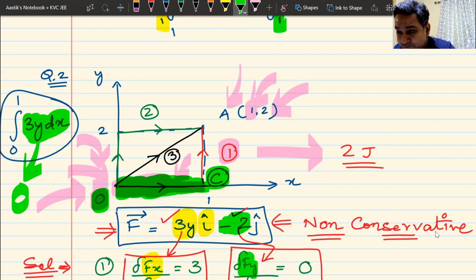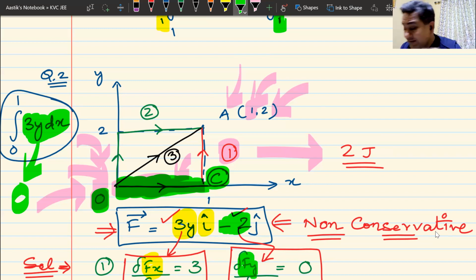Yes or no? From O to C, y is 0. It's only along the x-axis. The value of y is 0 from O to C. Do we understand this? O to C is along the x-axis, and the value of y is 0. It is not rocket science. It is simple observation.